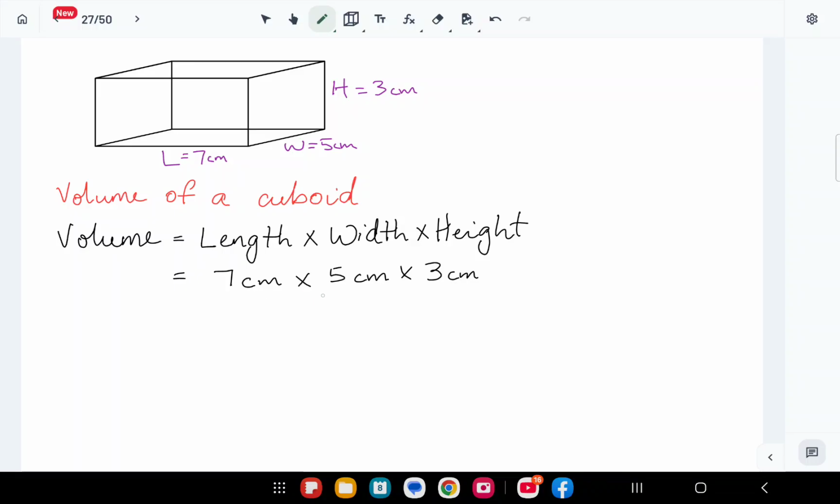7 multiplied by 5 is 35. 35 times 3 is 105 centimeters cubed. And that is the formula on how to solve for the volume of a cuboid.